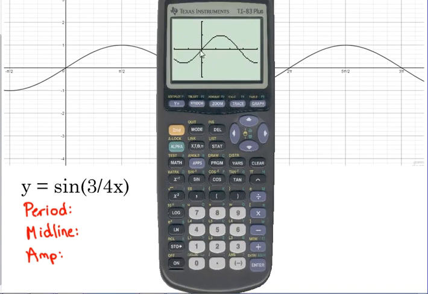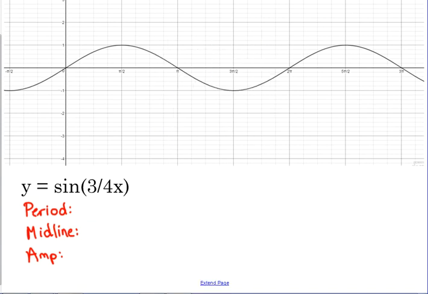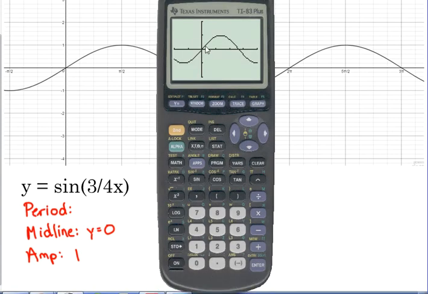Okay, it has not changed our midline. It has not changed our amplitude. We haven't done anything to those. So our midline for this one is still y equals 0. The amplitude's back to the standard of 1. It has changed our period because I can't even see a complete cycle right here.